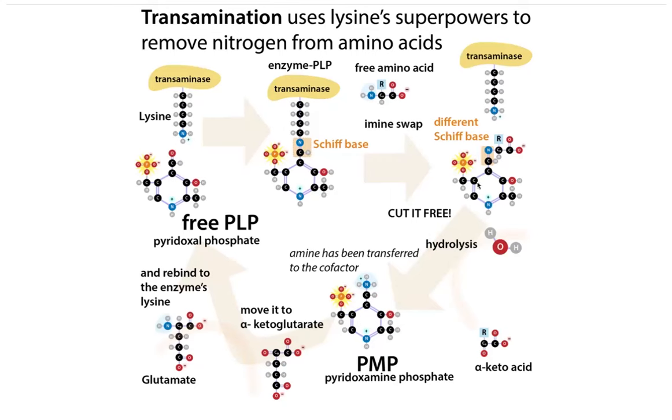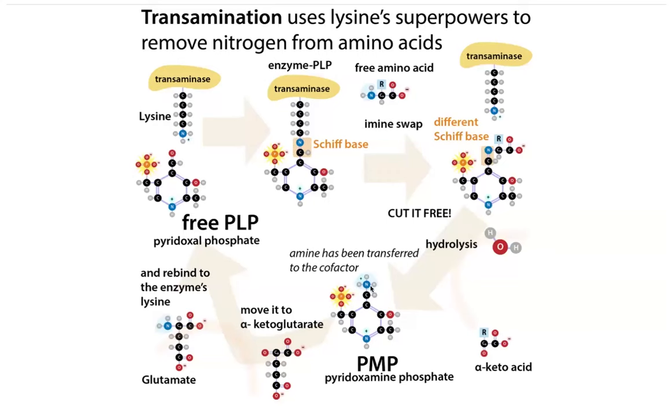Now what you need to do is cut off the amino group. And so then water can come in and cut that off. Now you transfer this amino group onto the pyridoxal phosphate, which was being held by the enzyme, and you've released an alpha-keto acid. So we've taken an amino acid and put the nitrogen group onto this pyridoxal phosphate. This gives us a molecule called pyridoxamine phosphate, PMP, and it leaves us with the alpha-keto acid.